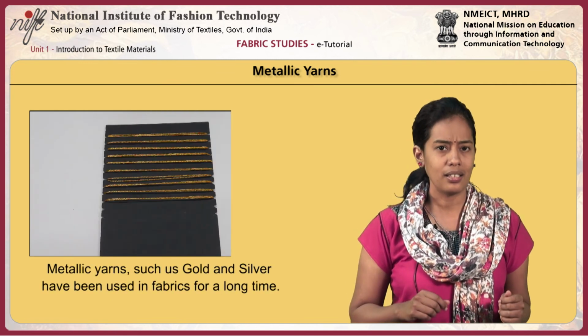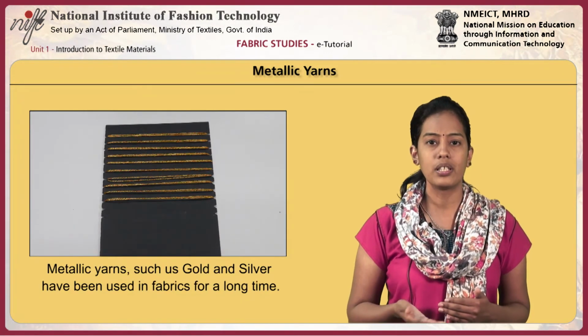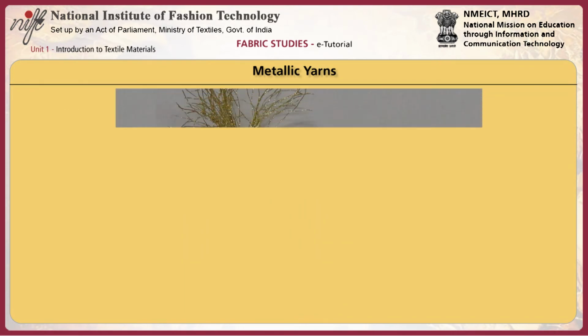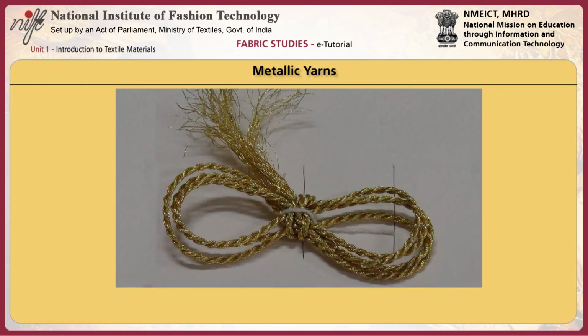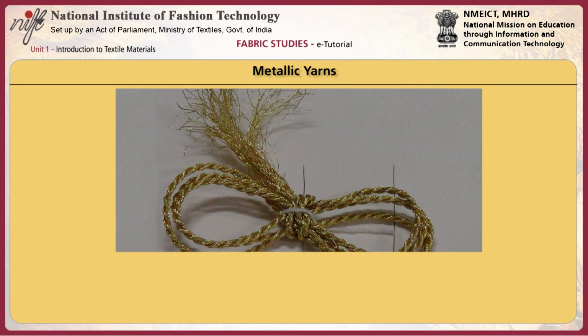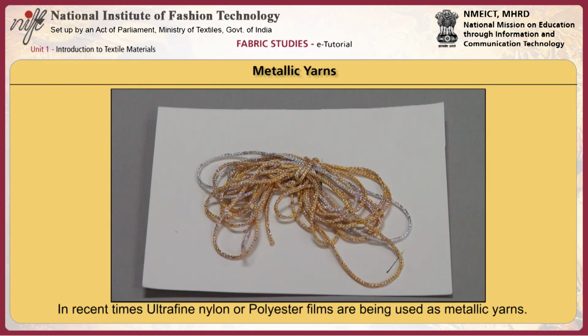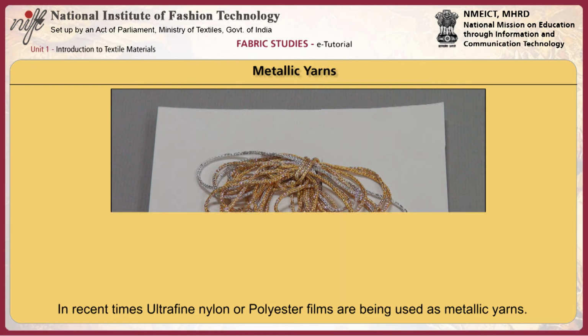The use of metallic yarns such as gold and silver in fabrics has been an age-old practice. These yarns have been replaced by aluminium or aluminized plastic yarns as metallic yarns in apparel and home furnishing fabrics. In recent times, ultrafine nylon or polyester films are being used as metallic yarns, and they are found to be comfortable with good luster.